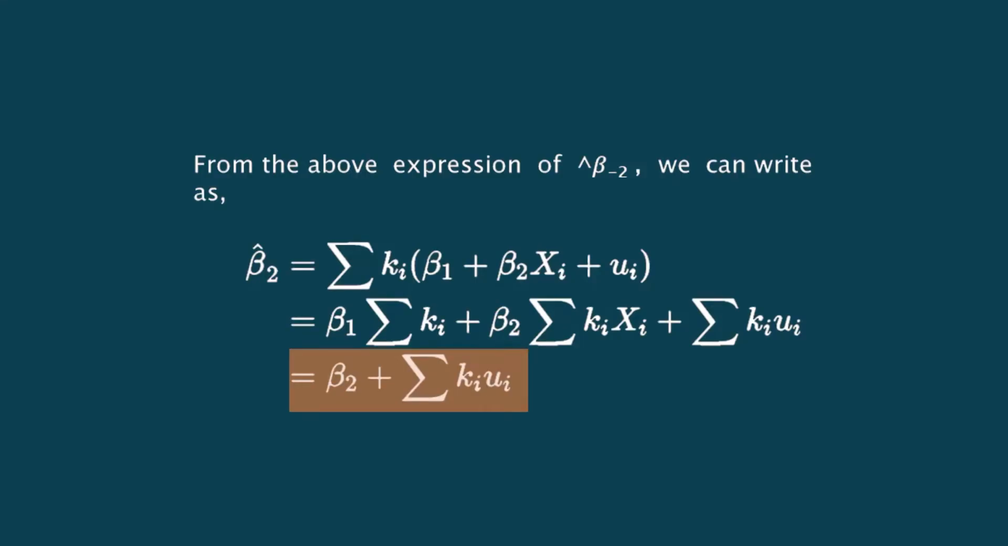Why 0? Because ki has to be non-stochastic. This is one of the very relevant OLS assumptions, that none of the explanatory variables, nor the weight we are assigning, should be correlated with the error term. Otherwise, it will pose a problem of endogeneity, and that should always be avoided in this OLS process. So after this, what we get is beta 2 hat equals beta 2, because we have shown summation ki xi is 1. So this ends up with only beta 2 plus summation of ki ui. What is this? This is basically coming up to be 0, because we know that summation of ki ui should not have any relationship.